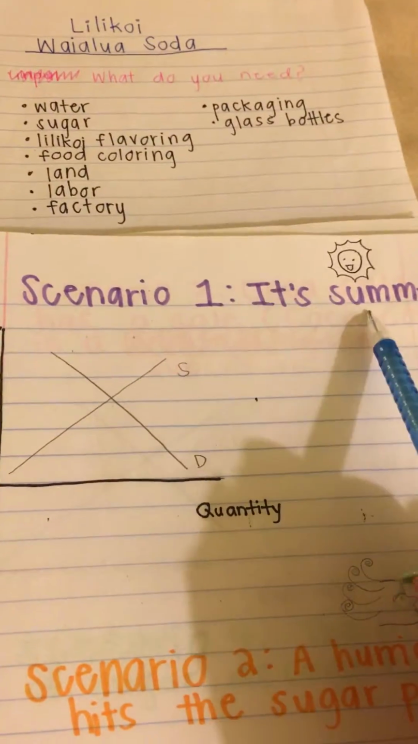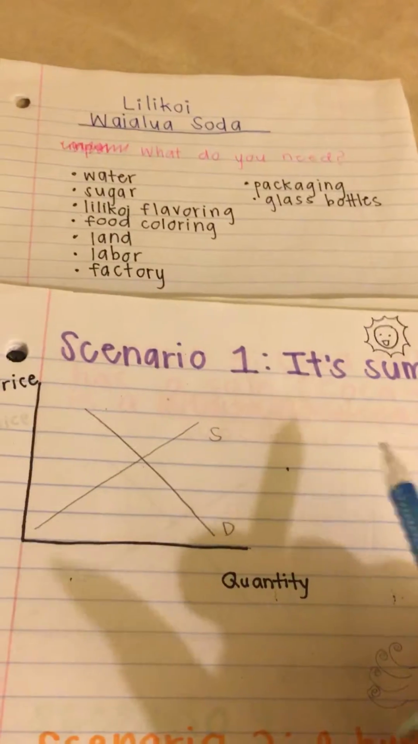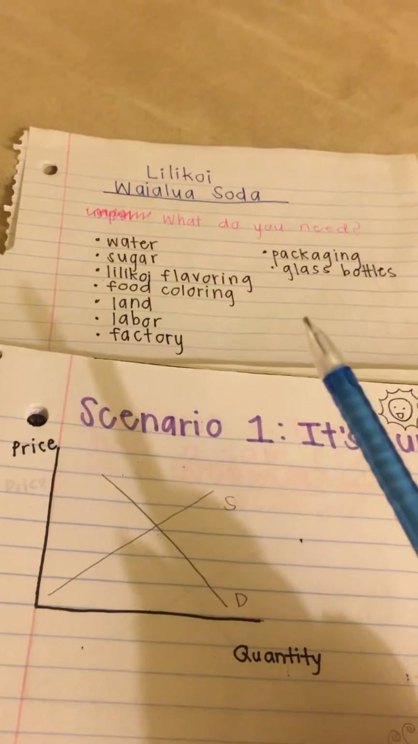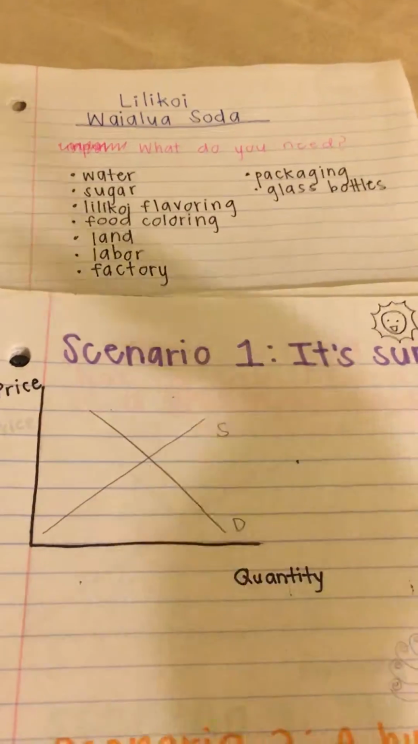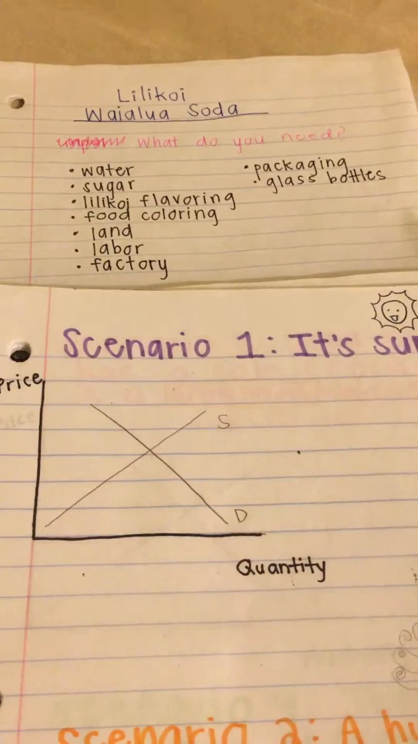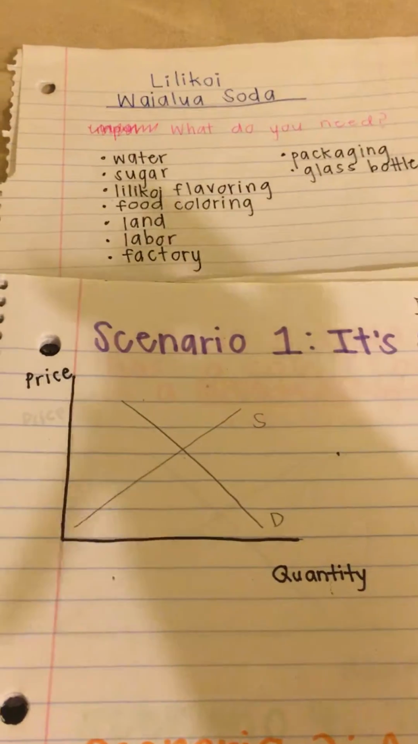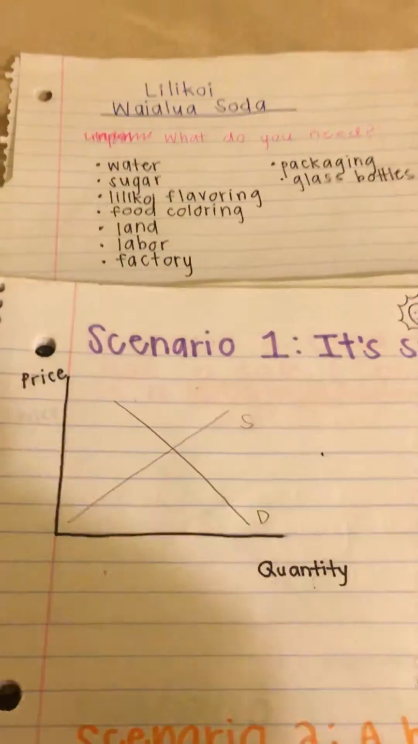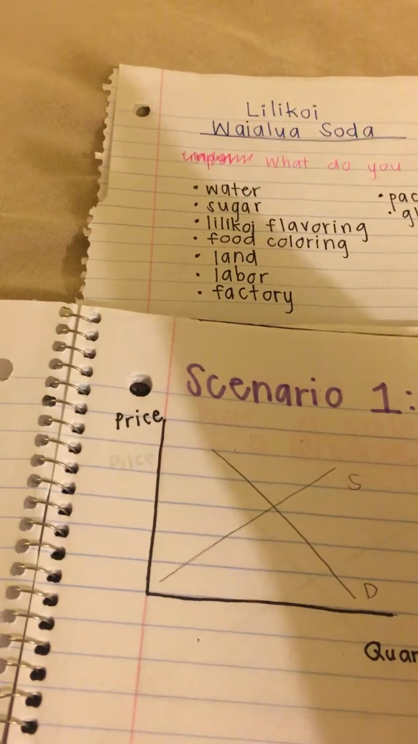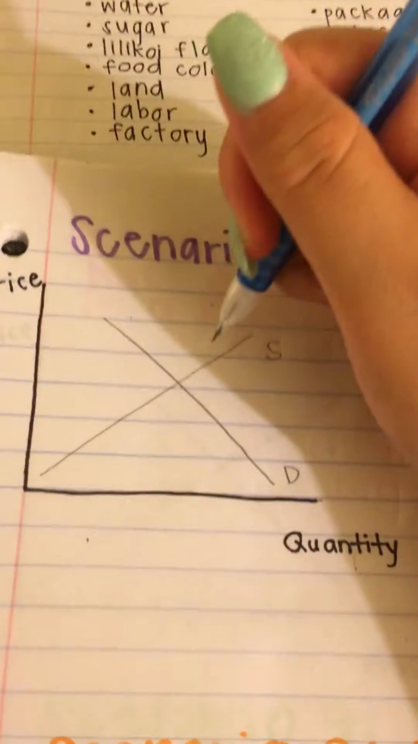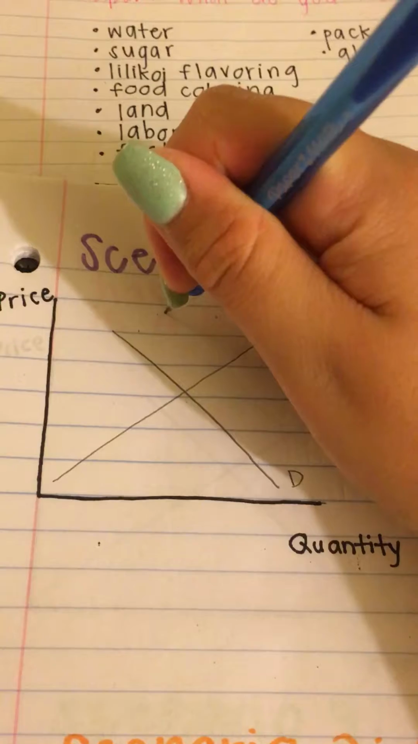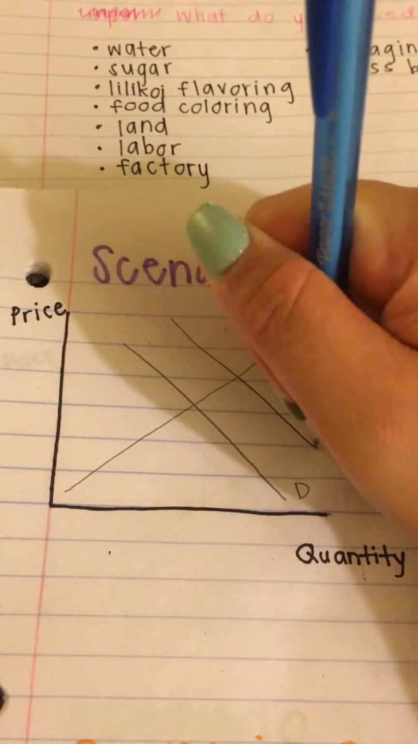Alright, so if it's summertime, we need to ask ourselves, do consumers want more Wailua soda? Well, typically yes, because it's hot and people will demand more. So now we're going to draw our demand curve shifting to the right. So let's draw another demand curve right here.